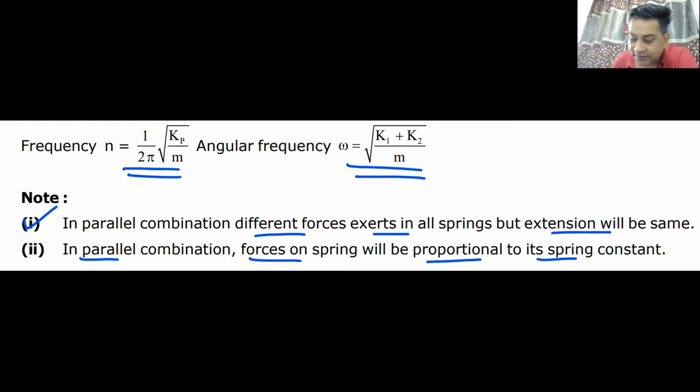In the previous case, X was different, forces were same, and X was inversely proportional to the force constant. So you can remember this. Any one of this will come as questions in your exam. I'll give you a minute to note it down.